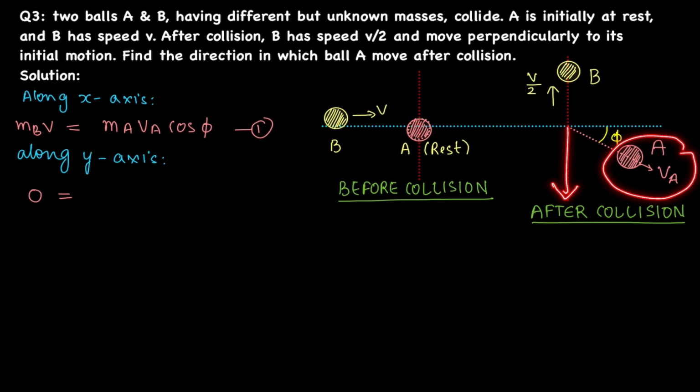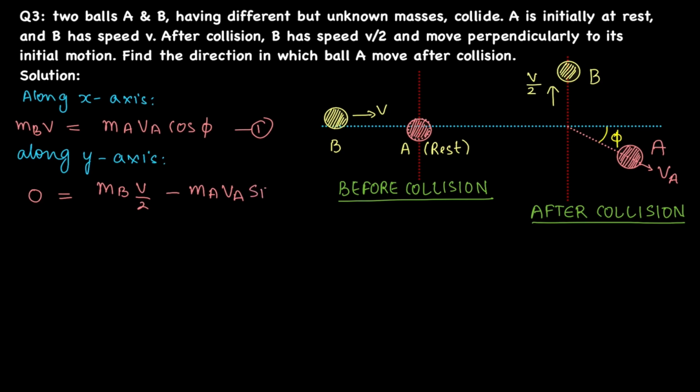Okay, so I'm writing it is mass of B and speed is V by 2, then negative sign, mass of A, V of A, and sine of phi. This is our second equation. Now we can simply divide to get the tan of phi. So divide our equation second divided by first.